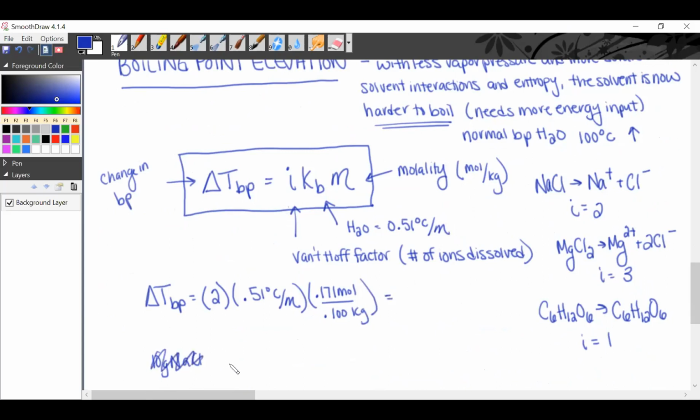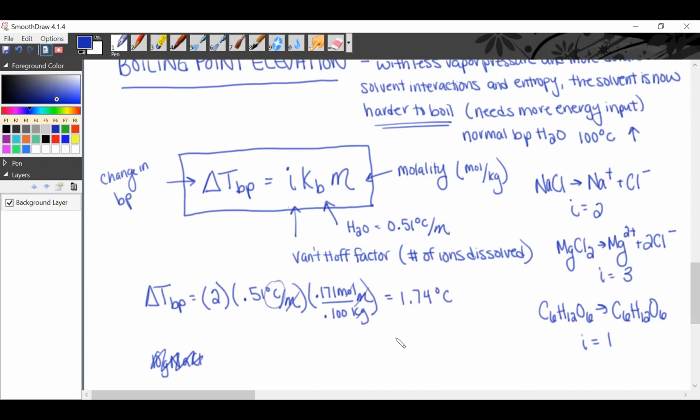You don't even have to do any extra work. Okay, and this will tell me how much my boiling point will go up. 2 times 0.51 times 0.171 over 0.100. My boiling point is going to go up by 1.74 degrees Celsius. If you're bothered by the units here, remember this is molality. Moles per kilogram is molality, that's what moles per kilogram means. So the molalities will cancel and you'll be left with degrees Celsius.